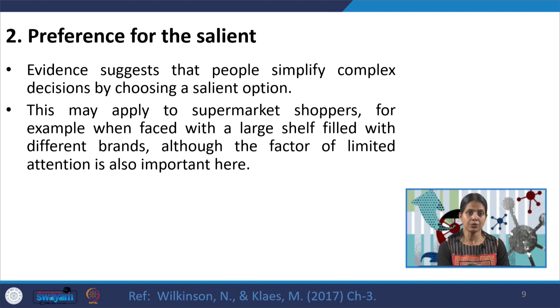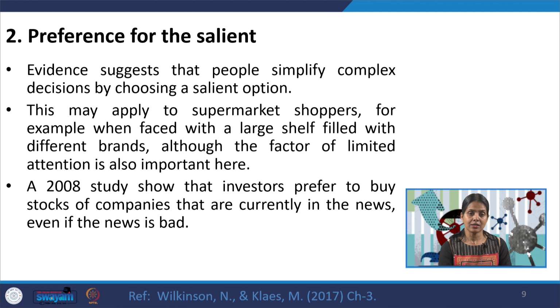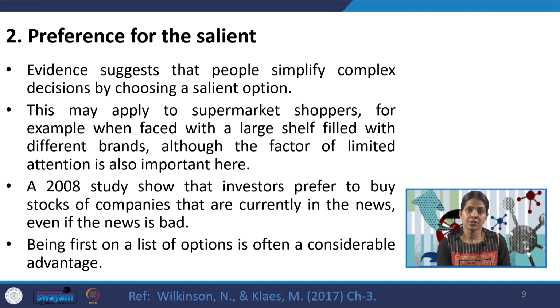But then how do you choose from a large shelf filled with different brands? So, you go for something which appears to be salient. A 2000 study shows that investors prefer to buy stocks of companies that are currently in the news, even if the news is bad. So, basically the things that are getting prominence, that are becoming salient, are picked up. Being first on a list of options is often a considerable advantage, because again that takes the most prominent position, that becomes the most salient one.